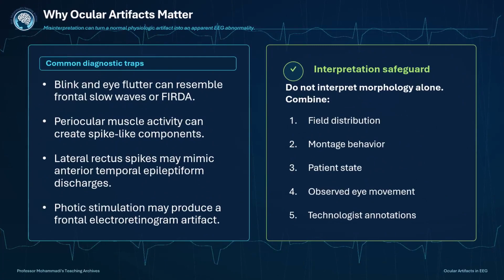Next slide, please. The practical risk with ocular artifacts is misinterpretation. A frontal slow wave, a rhythmic run, or a sharp transient can look concerning when viewed in isolation. But EEG interpretation should not rely on morphology alone. We need to ask where the field is strongest, whether the pattern moves with the eyes, what state the patient is in, and whether video or technologist notes support an ocular origin.